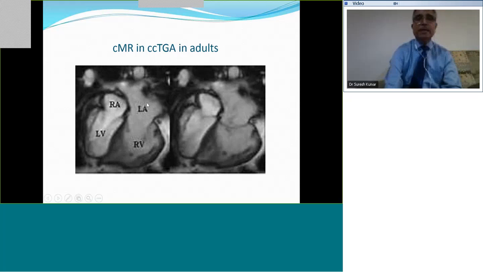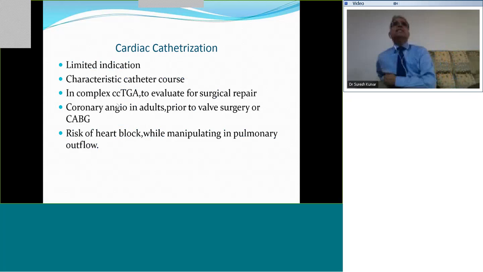Look at the two atria above. They are labeled. Left atrium with the pulmonary veins here. It's connected to the right ventricle. Look at the thickness of the walls, while the right atrium is connected to the left ventricle. Look at the smoothness of the left ventricle. Should you catheterize corrected transposition? Only with limited indications. It is a characteristic catheter course which I would illustrate shortly.